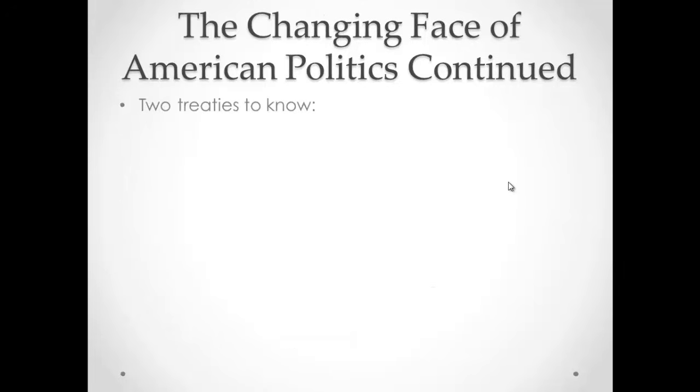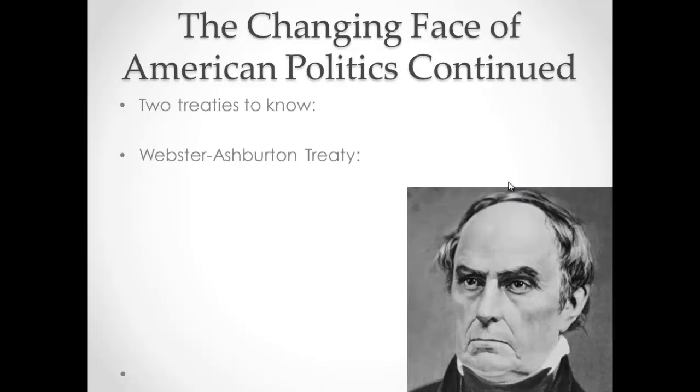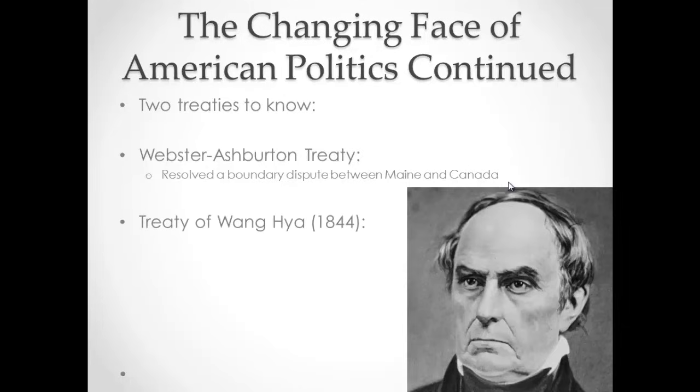And so we'll finish up with two treaties to know. One, the Webster-Ashburton Treaty. There's Daniel Webster, the author of it. This resolved a boundary dispute between Maine and Canada. Again, this is a result of the Aroostook War.